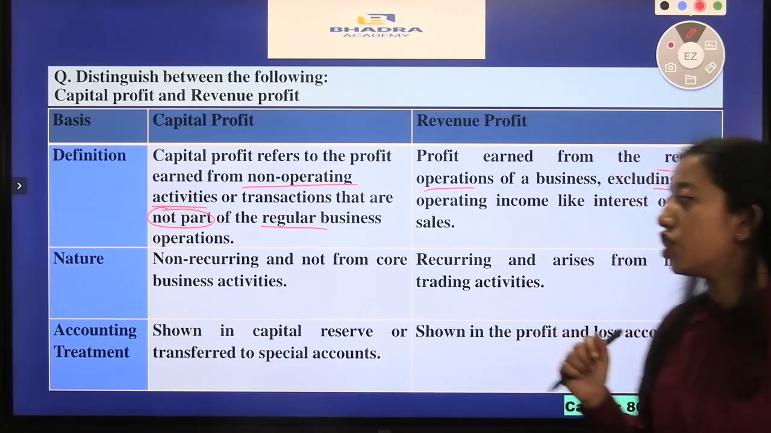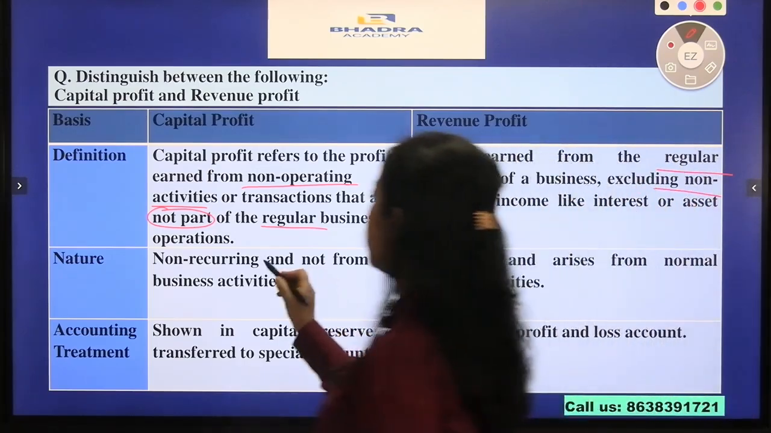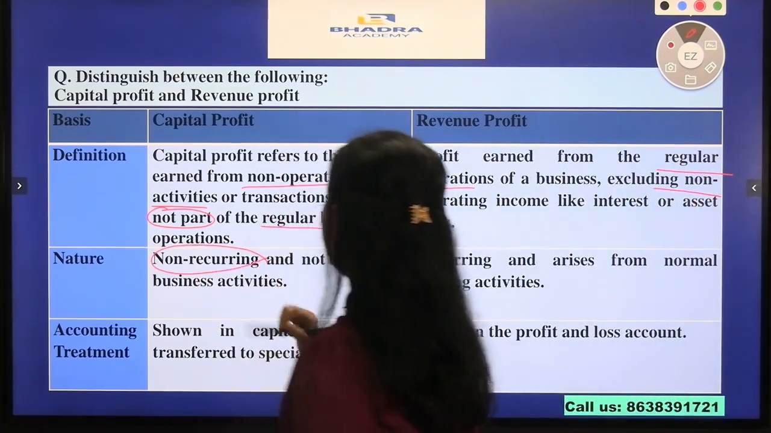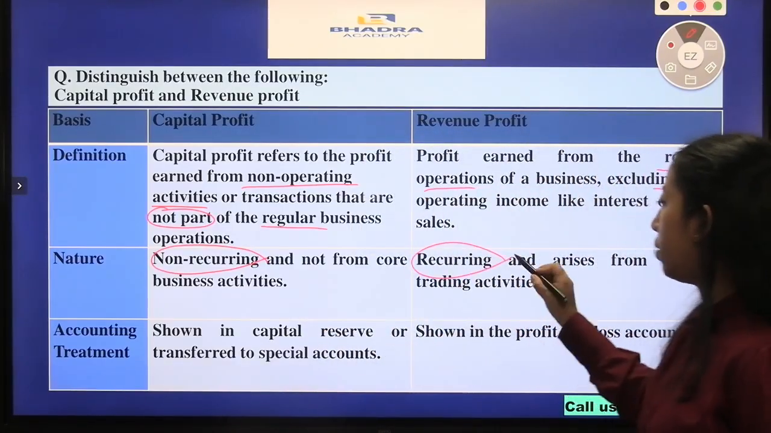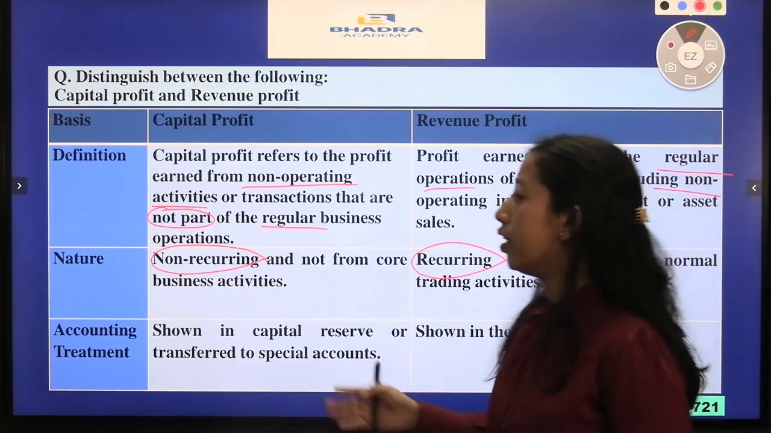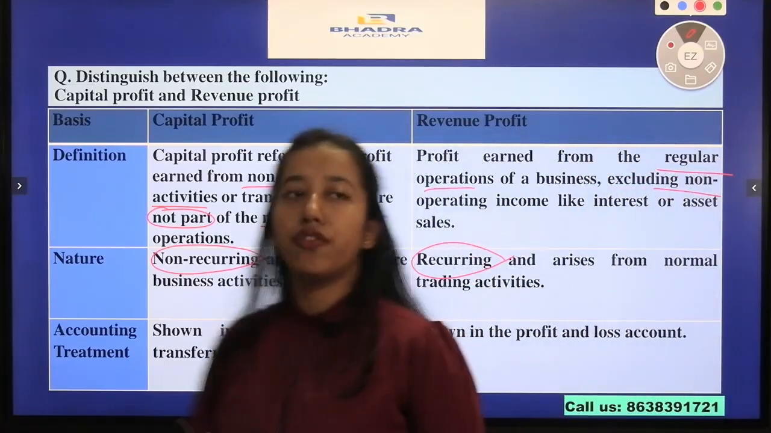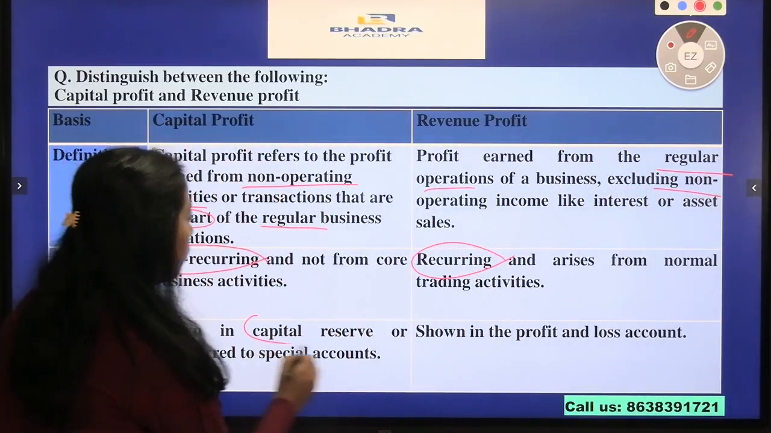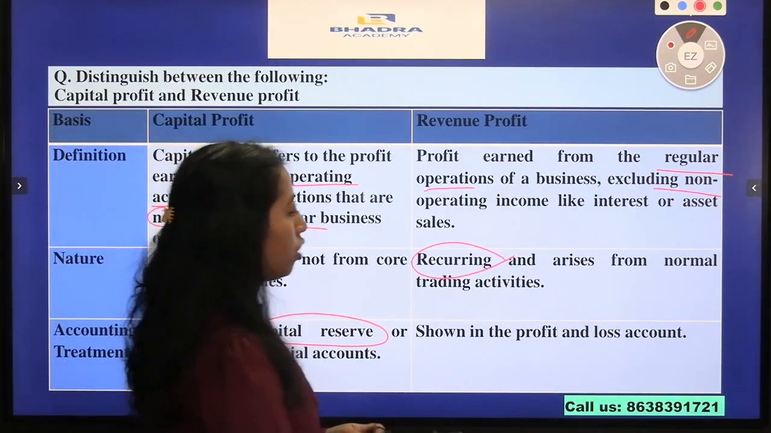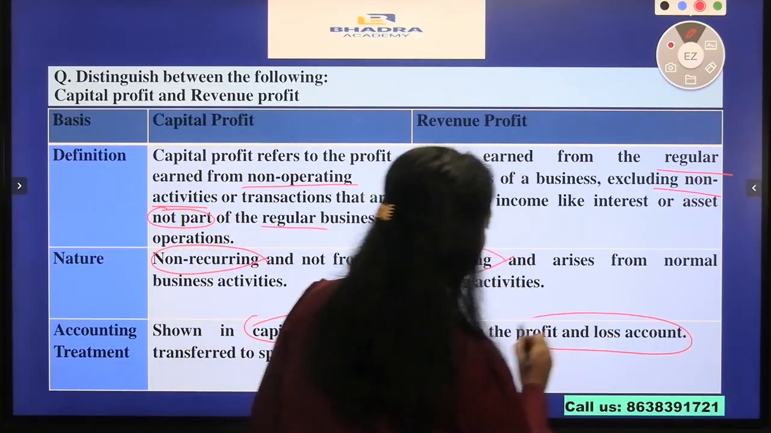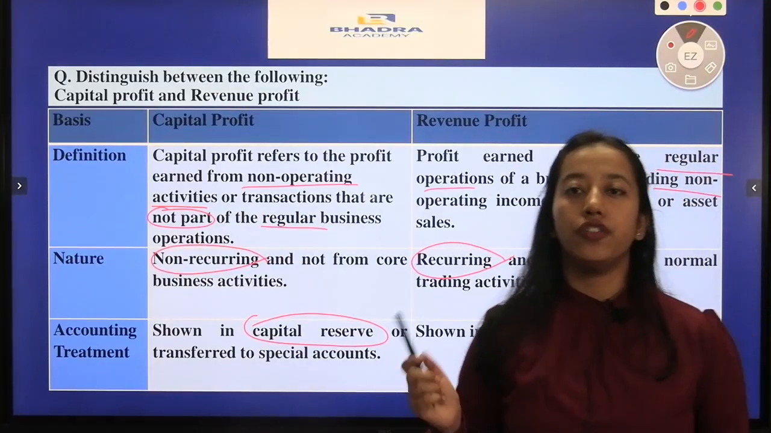Next point of distinction is nature. Again, capital profits are non-recurring, that is they do not keep on repeating. Revenue profits are recurring, that is they keep on repeating, just as I gave the examples. Next is accounting treatment. Again, the capital profits are shown in the capital reserves in the balance sheet of a business, and revenue profits are shown in the profit and loss account of the business. So these were the points of distinction.